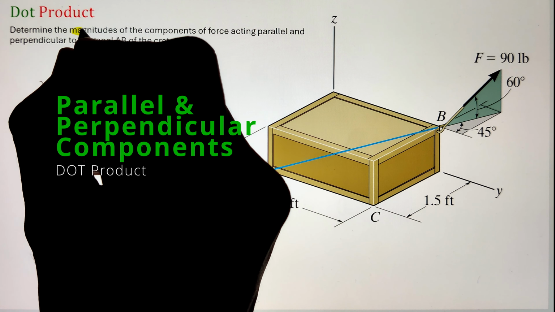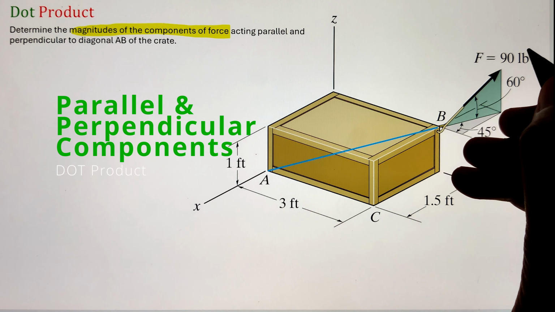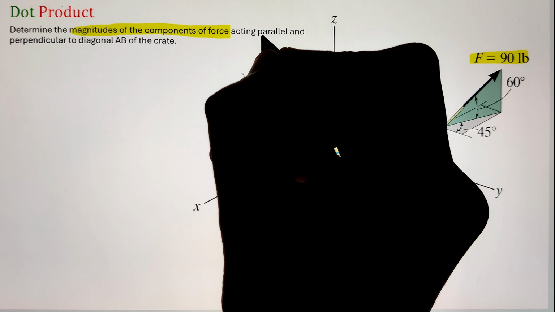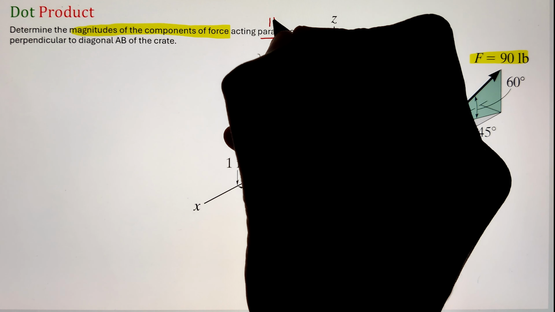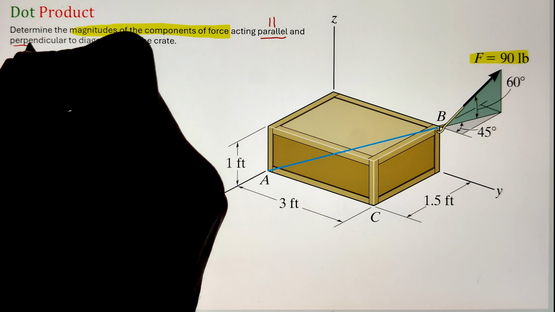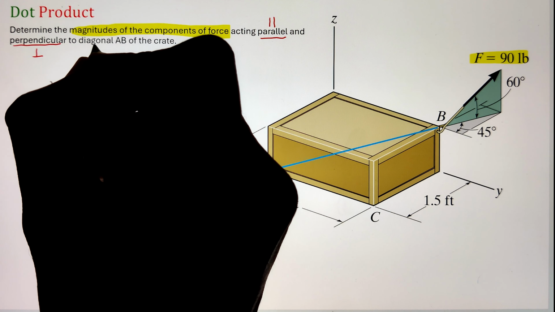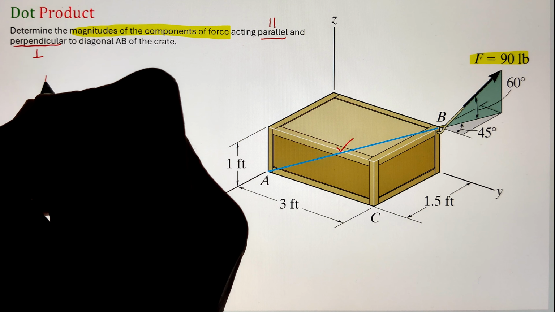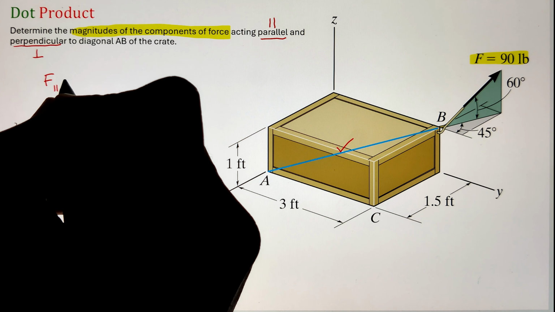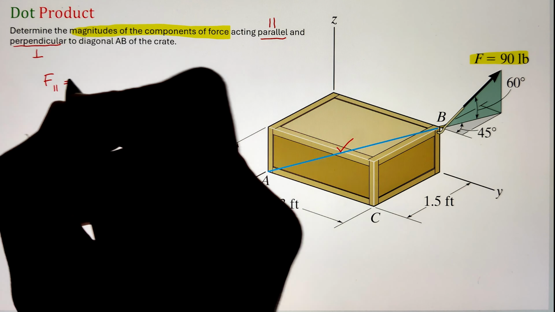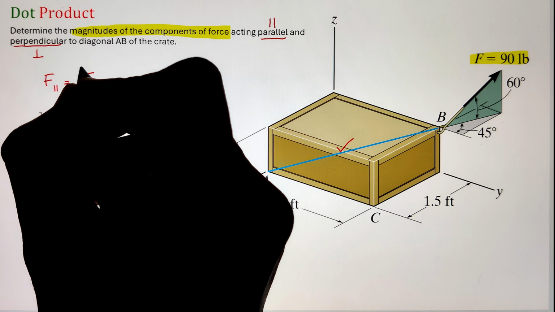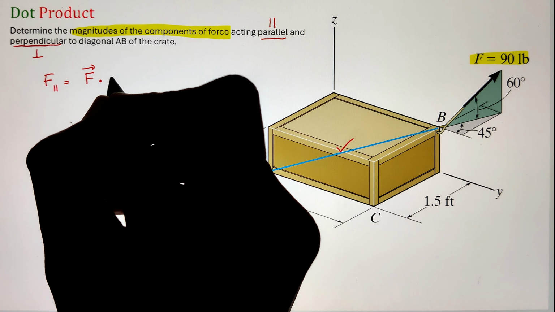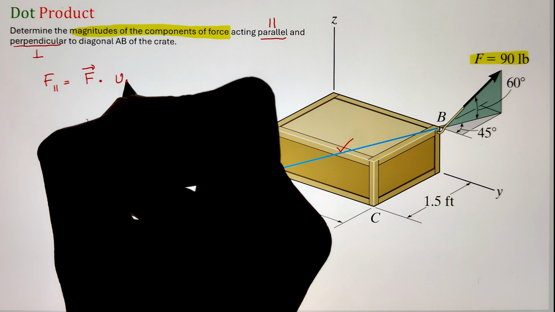In order to figure out the magnitude of the components of force acting parallel and perpendicular to the diagonal AB of the grade, we can utilize the dot product formulation. So to begin, let's first figure out the parallel component of the 90-pound force along the diagonal line AB of the grade. To do that, we need to take a dot product between the force vector and the unit vector of our diagonal line AB.